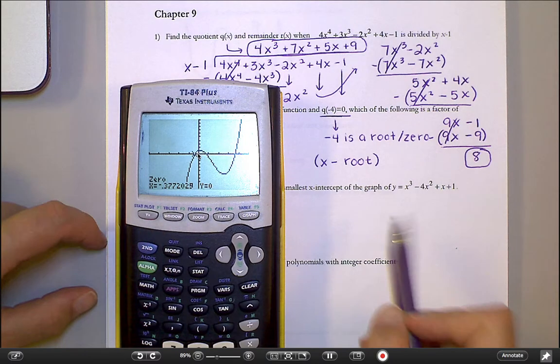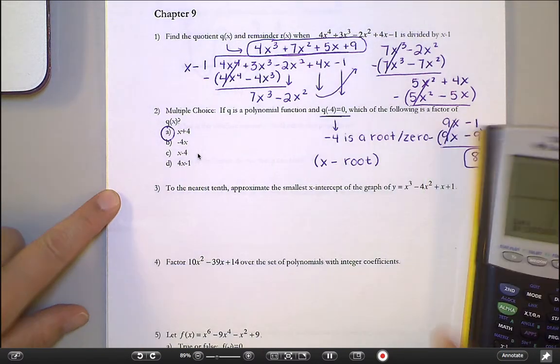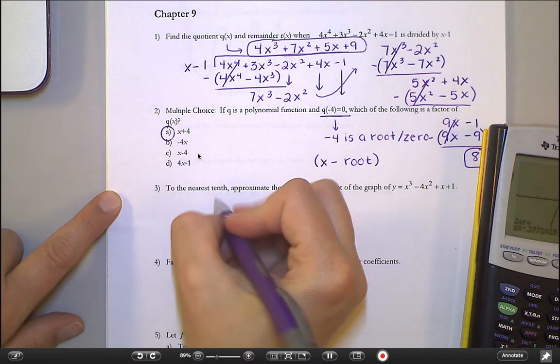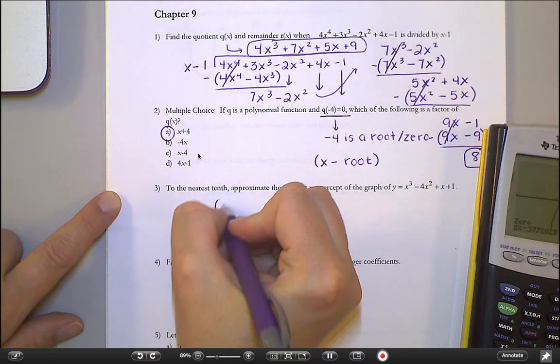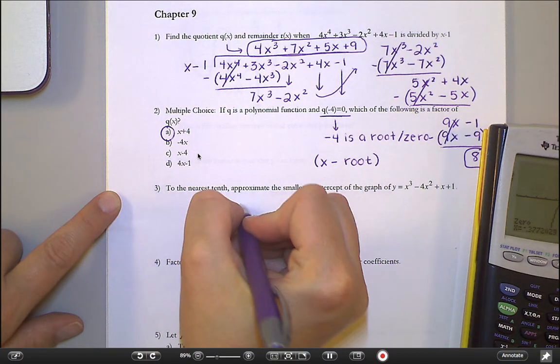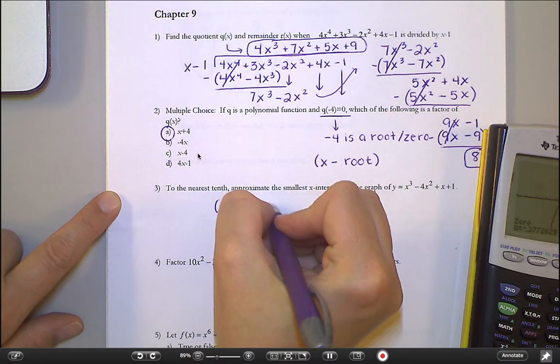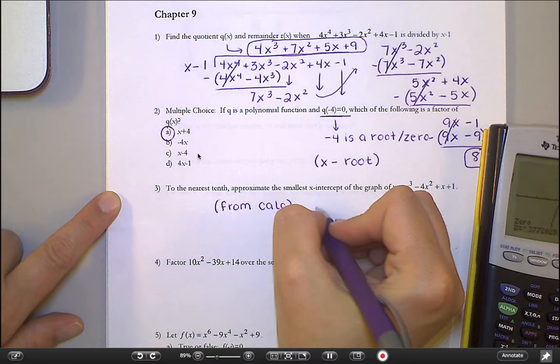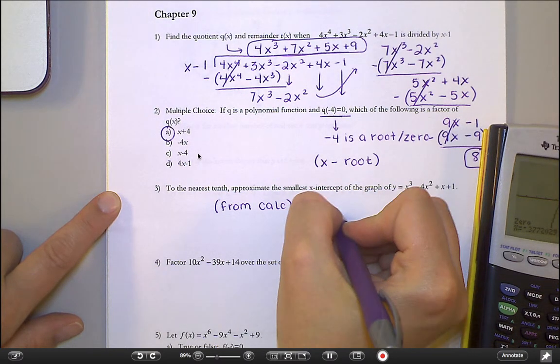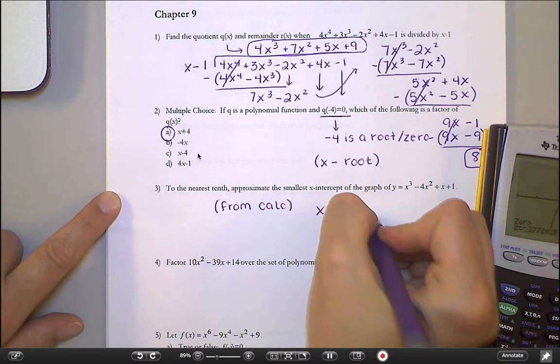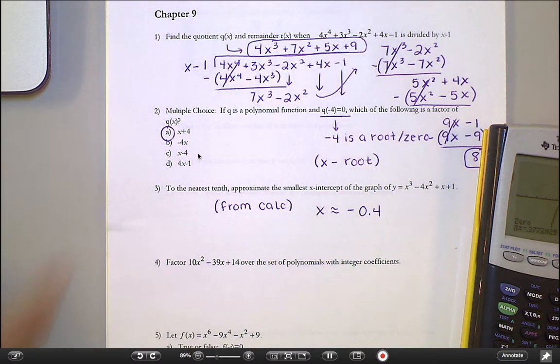-0.377. I believe this just asked me to go to the nearest tenth, so I'm just going to write on here, from the calculator, that x is approximately equal to -0.4. Okay, and that's all you have to do for that one.